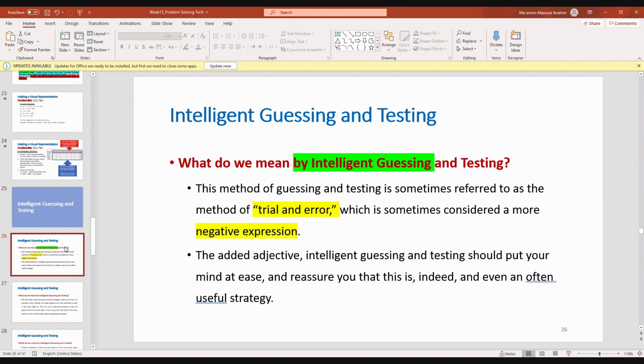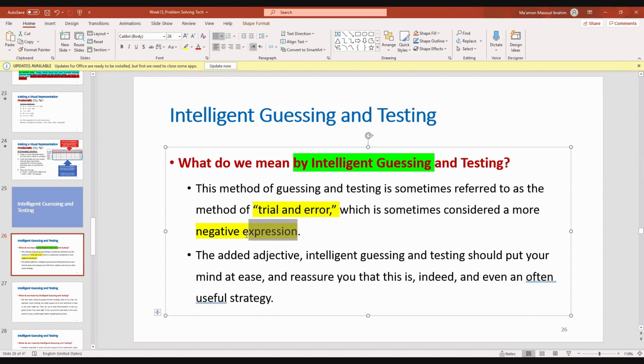Guessing and testing. This method is sometimes referred to as the method of trial and error, which is sometimes considered a more negative expression. Here, trial and error means intelligent guessing, but it leads to a negative expression. So it's better to call it intelligent guessing, not trial and error. But both are talking about the same technique and the same concept.